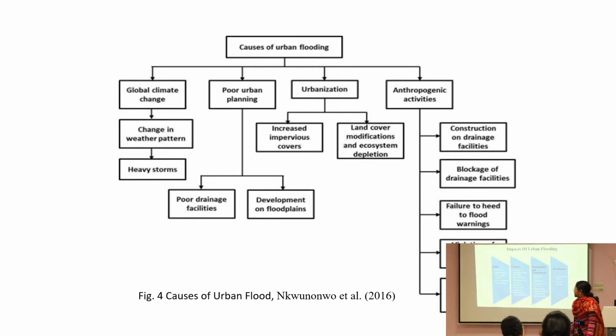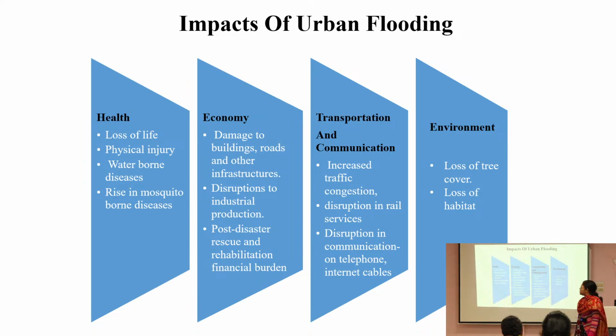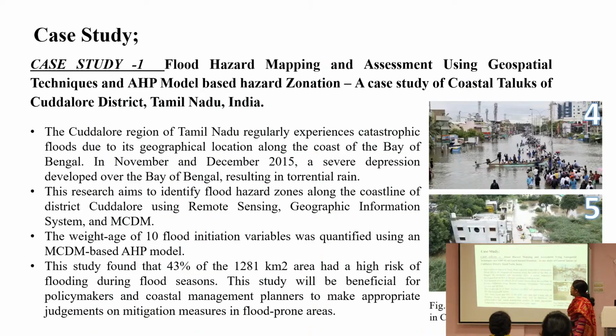Next, what are the impacts of urban flooding? It will impact health, economy, transportation and communication, and the environment. I will not go through the detail, so you can understand. First, I have taken two case studies using the AHP technique and SWMM technique, and using GIS, we can do hazard mapping and also assess the flood situation. So, here the Tamil Nadu Cuddalore district had a flood in 2015.